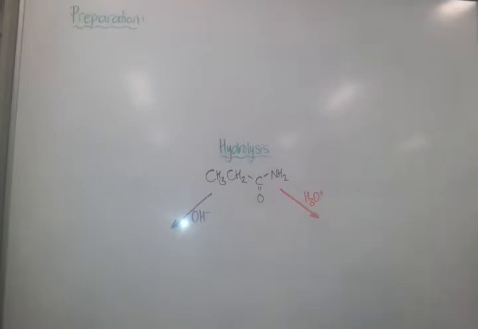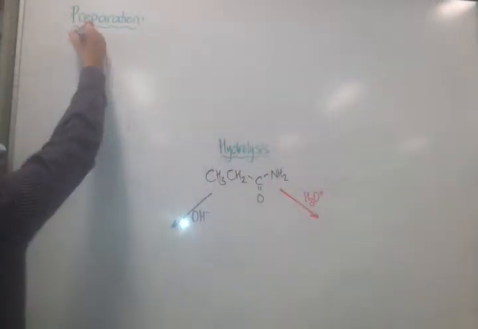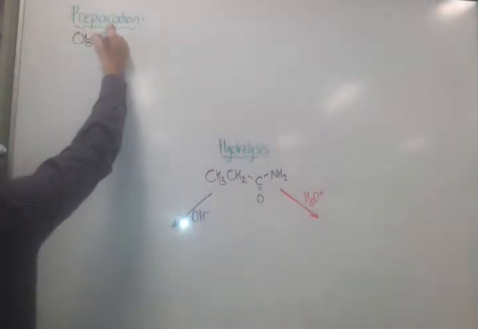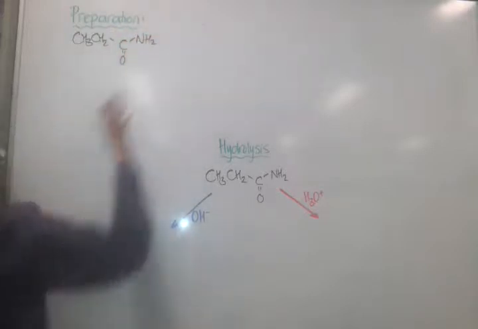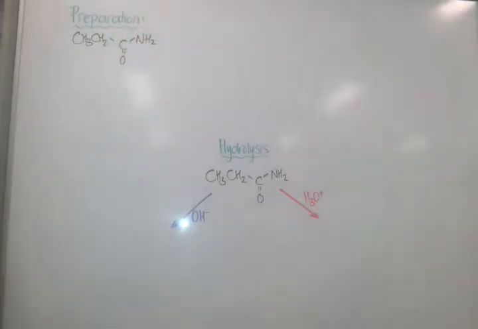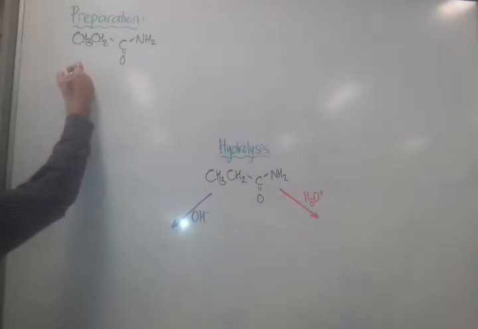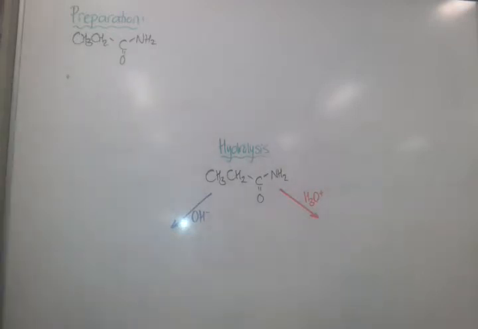So if I was wanting to make propanamide, we can use that as our context. Then there are three main ways that I could make propanamide. The first of those is that I can start with an acyl chloride, and so that would be propanoyl chloride, and react it with NH3.